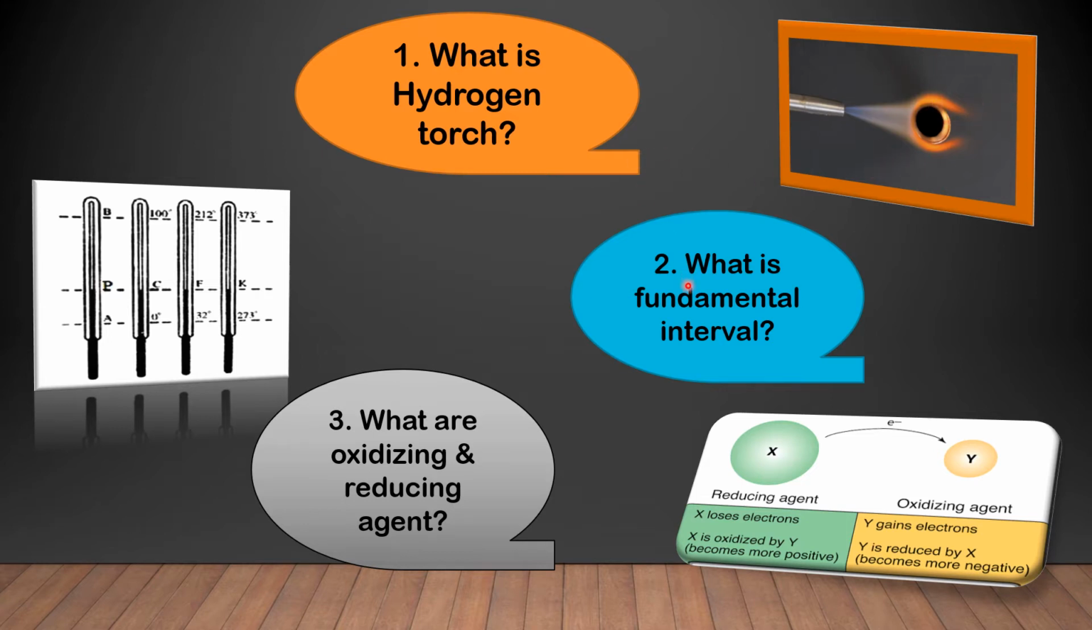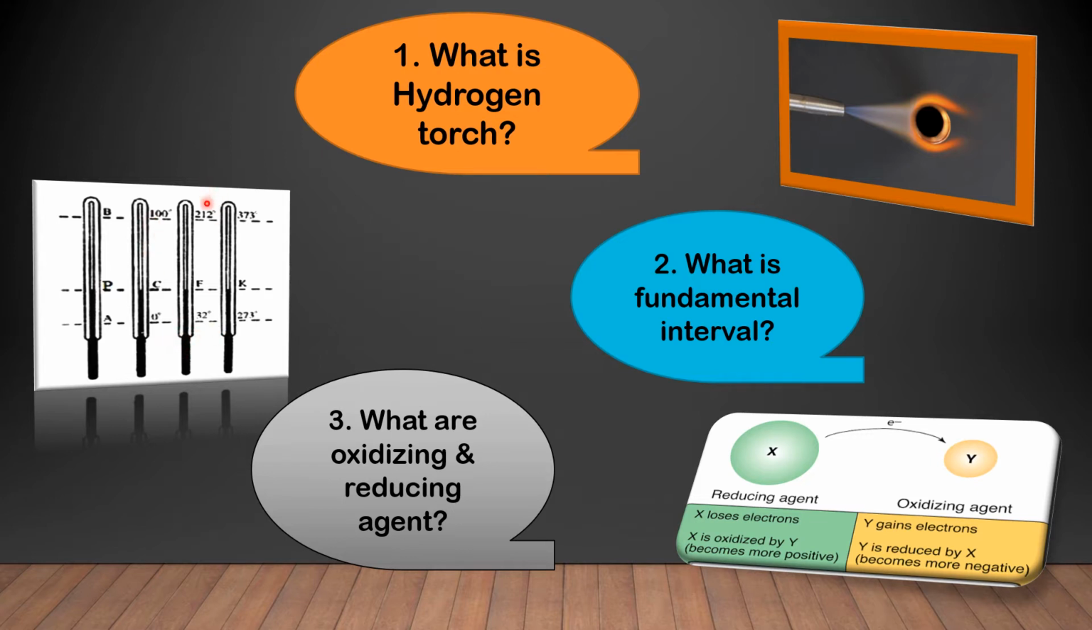Now the next question is, what is fundamental interval? Answer: the difference between upper and lower fixed points of a thermometer is called fundamental interval. So in case of Celsius thermometer, fundamental interval is 100 because 100 minus 0, 100 is coming.